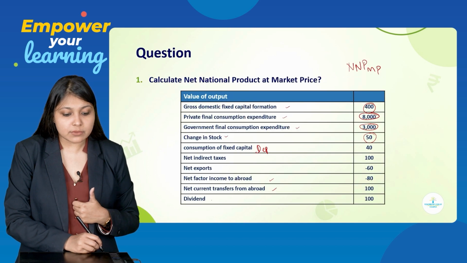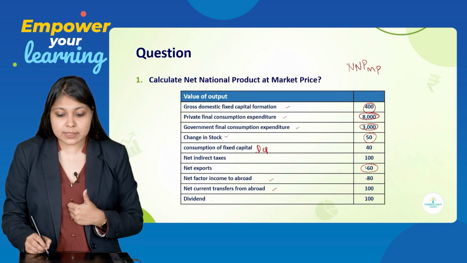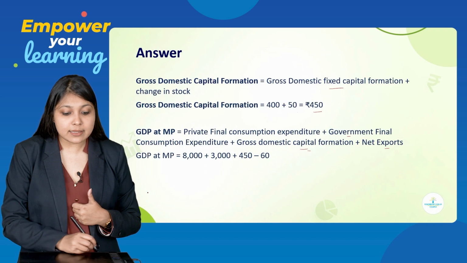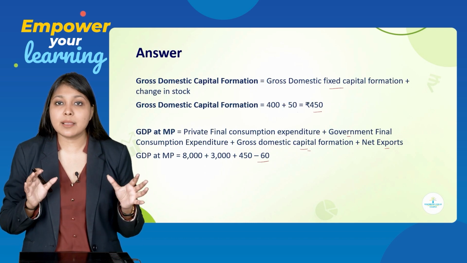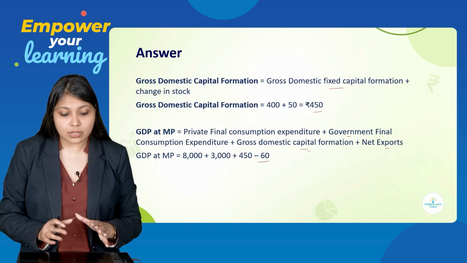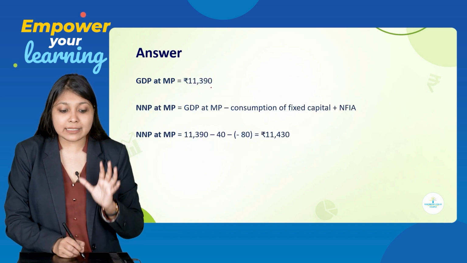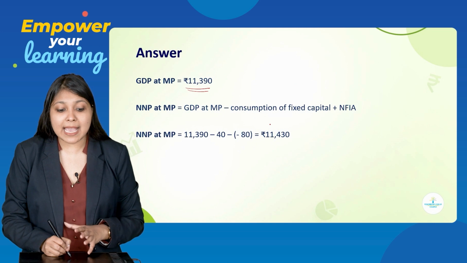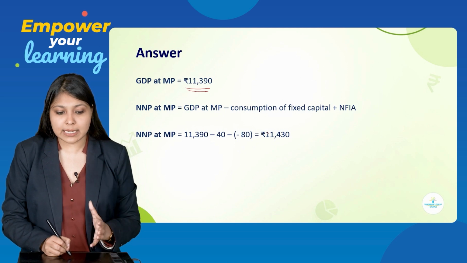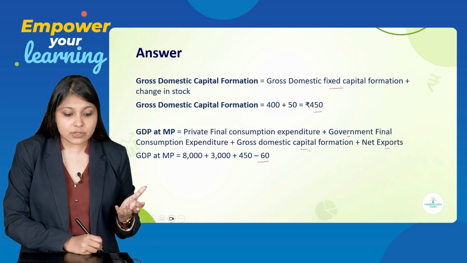Net exports. So net exports are also directly given to us in the question as minus 60. So you directly wrote it as minus 60. Now you got everything for GDP MP. Now finally you got the value of GDP MP as 11,390.